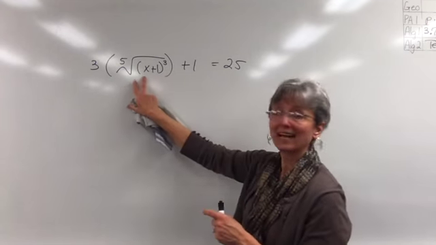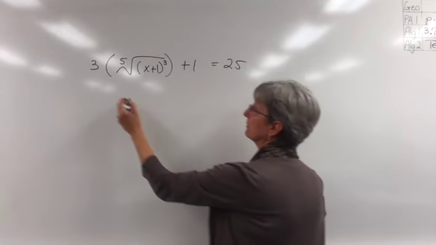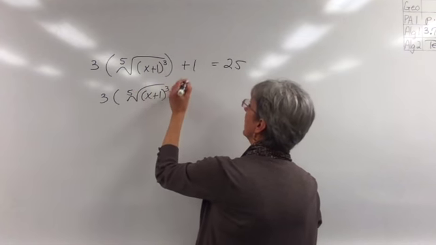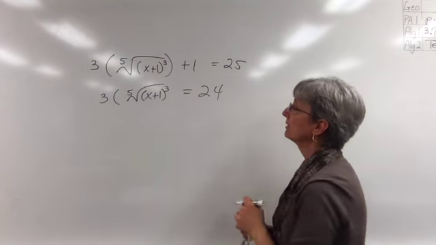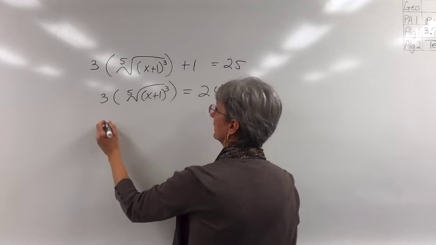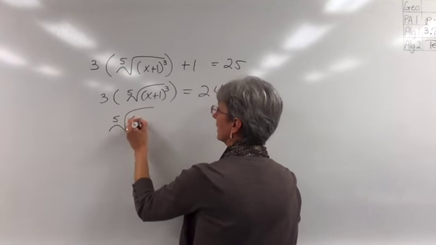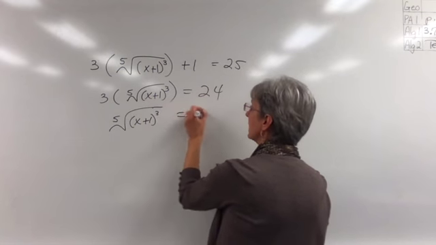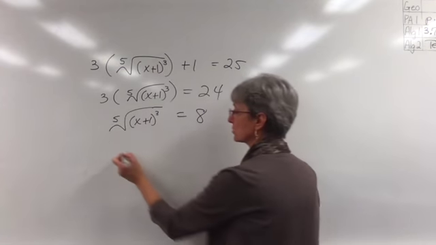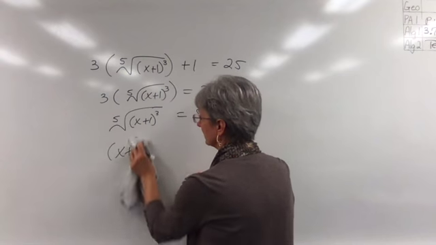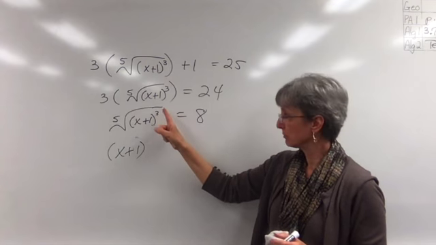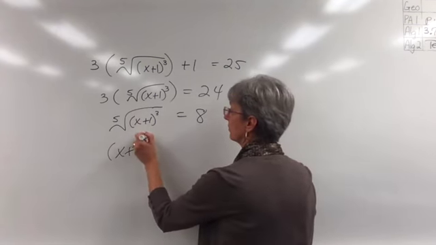But let's isolate the radical. Let's subtract 1 first. So we have this is x plus 1 cubed, and I'm subtracting 1, so this is 24. And then I'm going to divide by 3. So I'll divide by 3, and I get the 5th root of x plus 1 cubed is 8. Okay, now what I have then is this expression x plus 1. It has a root of 5 and an exponent of 3. So remember, the power over the root, this is to the power of 3/5.